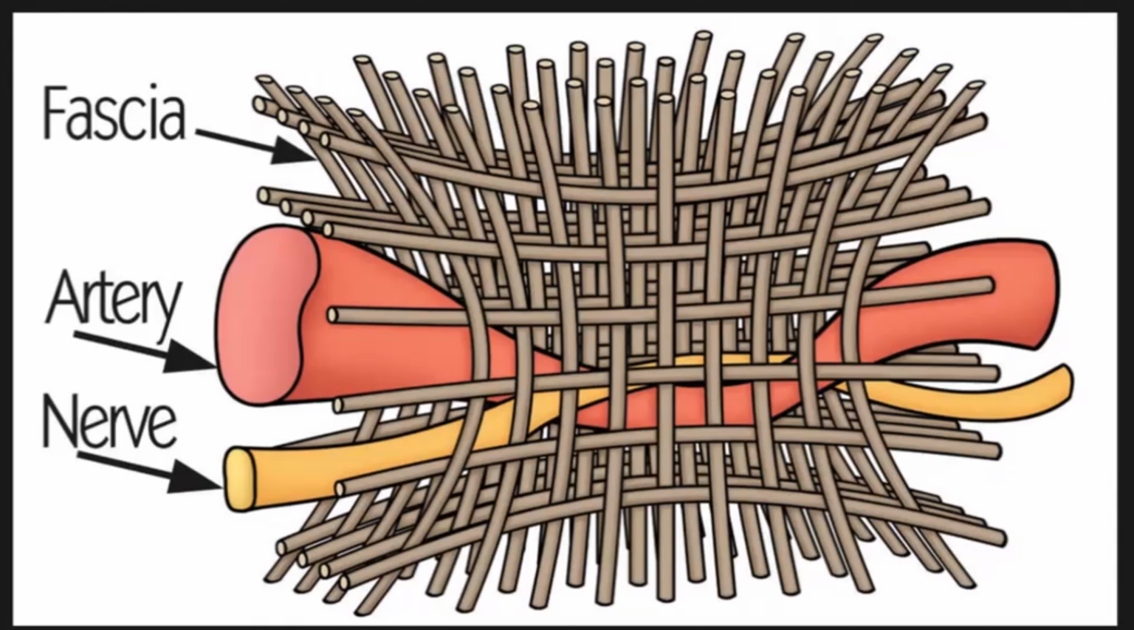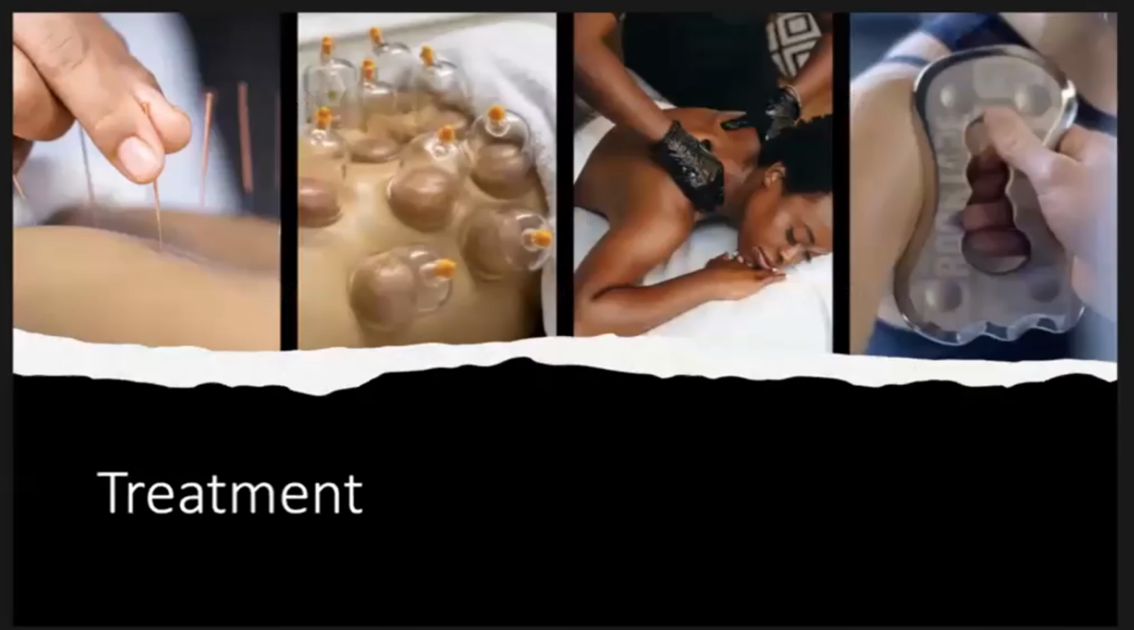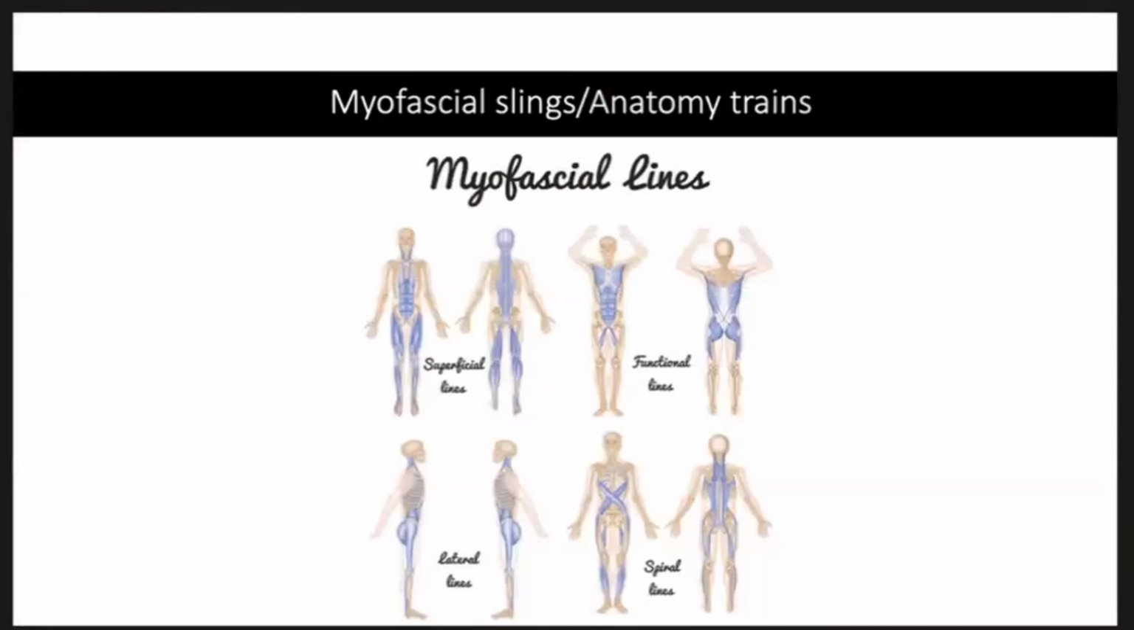So talking about the treatment side of things, there are lots of things that we can do to help restore the myofascia. The first one I want to talk about a little bit is acupuncture, because it's very interesting that something in a system that's been used for over 3,000 years in some texts, or even longer, has such a big correlation to these myofascial slings that I was talking about earlier.